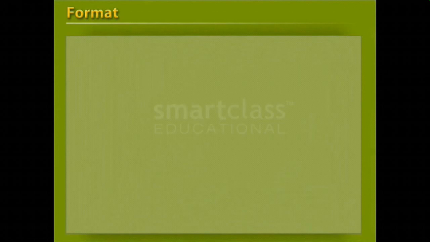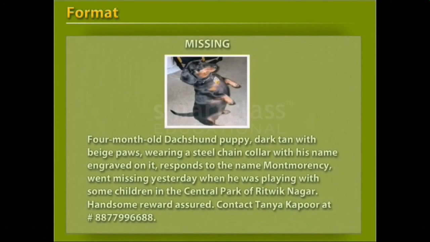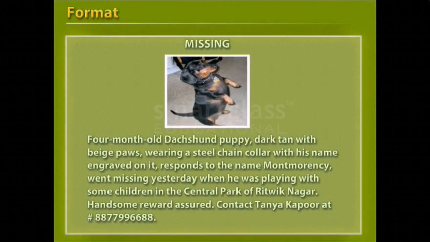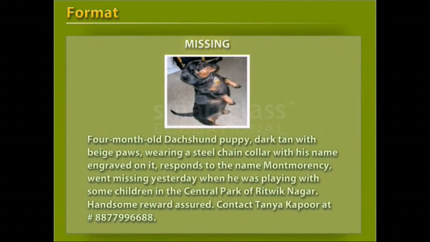Format. Write the classified advertisement enclosed in a neat rectangular box. Put a caption at the center of the top line within the box. Provide a recent photograph of the missing person or pet within a small box placed right below the caption. Next, write the body that comprises only the essential information. Provide contact details at the end. The details must include the name of the contact person, his or her address, and/or telephone number.